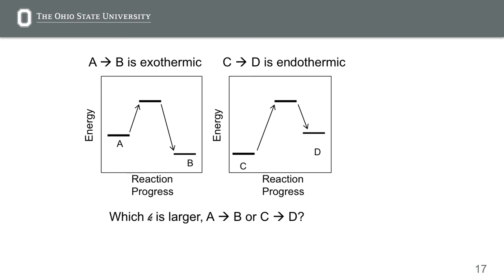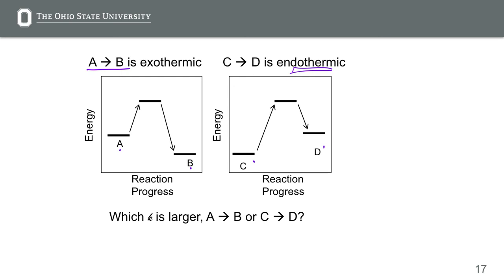All right, so take a look at these two plots. This is energy on Y and the progress of reaction on X. We have going from reactant A to product B, so A to B, and it's exothermic. You can see that because the energy of the product is lower than that of the reactant. And we have an endothermic reaction, C going to D.